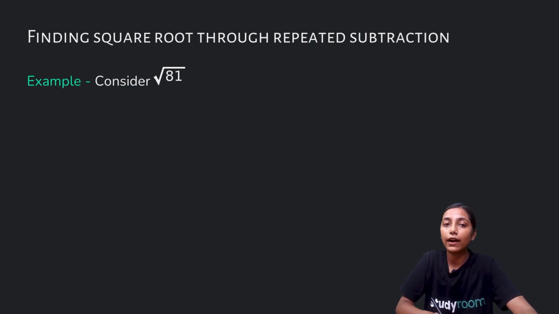Now we need to find, in this example, the square root of 81. So the number given to us is 81. We are going to use the method of repeated subtraction.